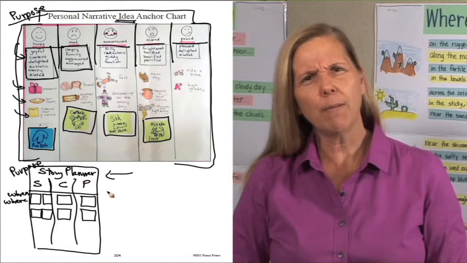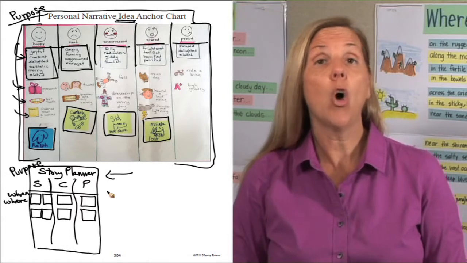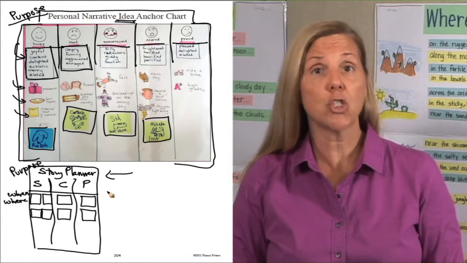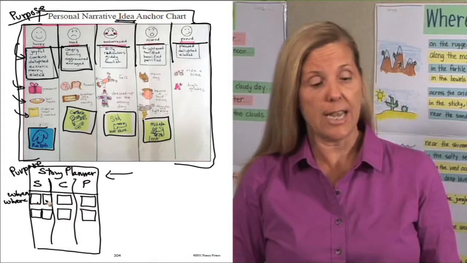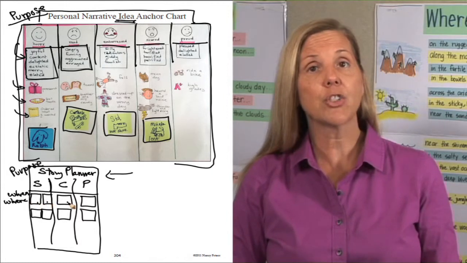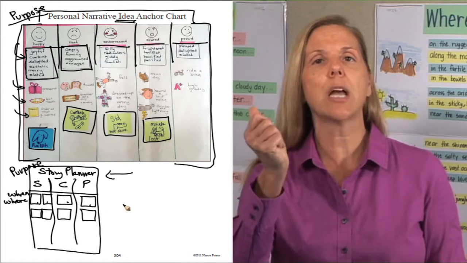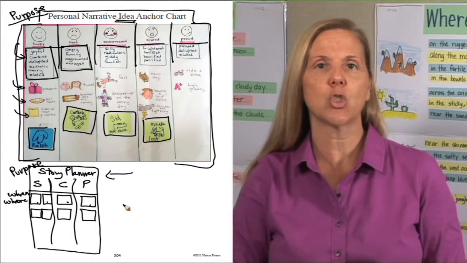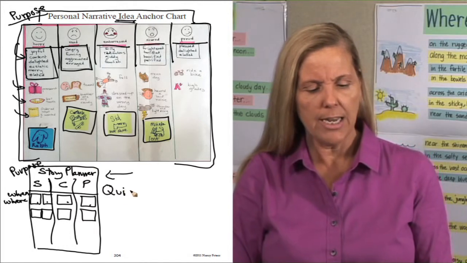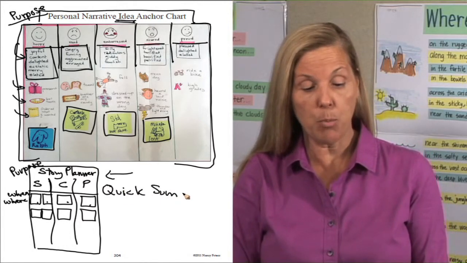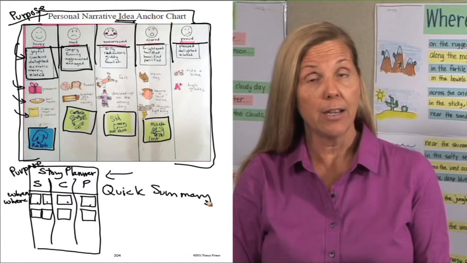How did the chart get filled in? It got filled in all year long. When we finished a story that we were focusing on, we would go back and put what the setting was, when and where, the character, and the plot as a quick summary, a fast way to say what a story is about.